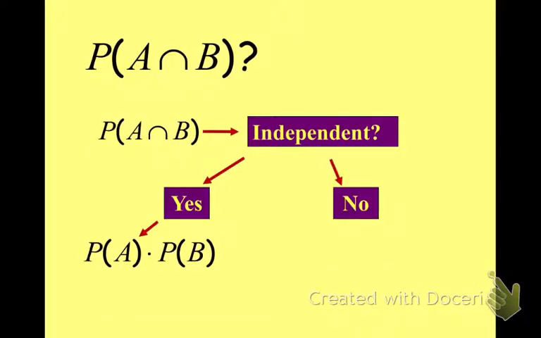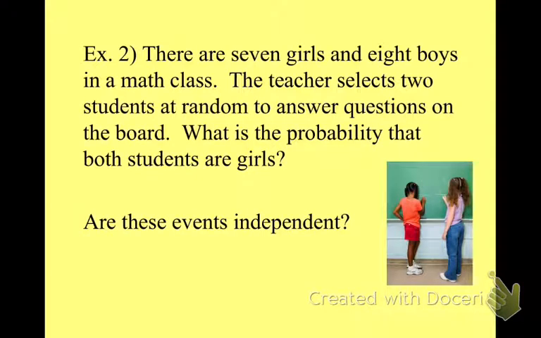If they are not independent, then you use the probability of A times the probability of B given A. There's not some fancy formula for that other than thinking through it logically. Like, there are 7 girls and 8 boys in a math class. The teacher selects 2 at random to answer questions on the board. What is the probability that both students are girls? Are these events independent? So I start out with 7 girls out of 15 total people.